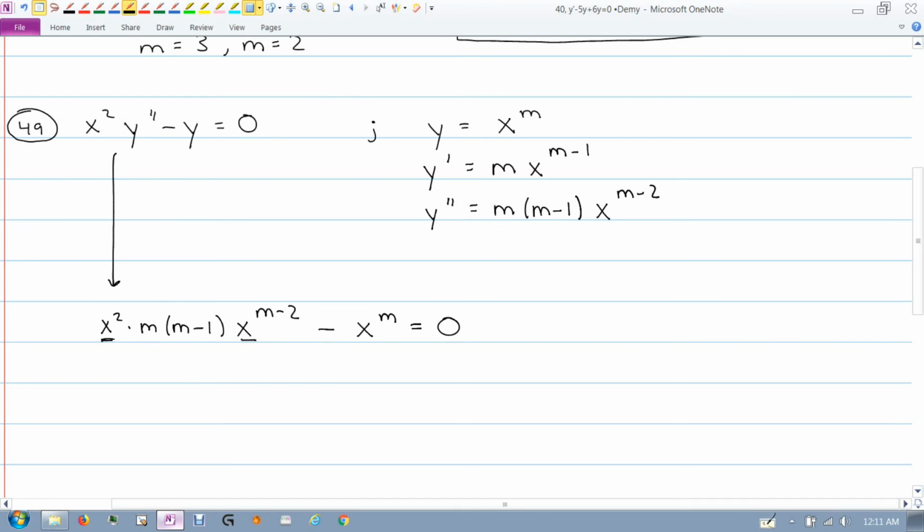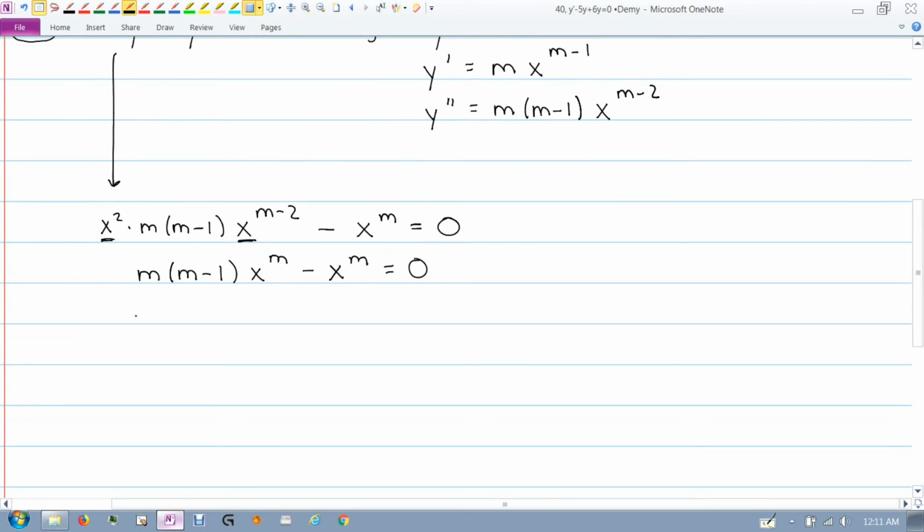So notice there's something we can do here. We have x to the second power and x to the m minus 2. If we multiply those together, we add the exponents. We should just get x to the m, and then minus x to the m equals 0. And now we will factor out an x to the m, and we will be left with m times m minus 1, and then minus 1, because we pulled out that x to the m here. And then we have m squared minus m minus 1 equals 0.